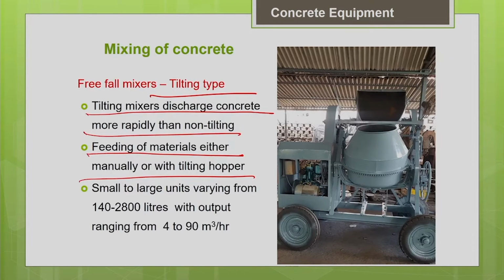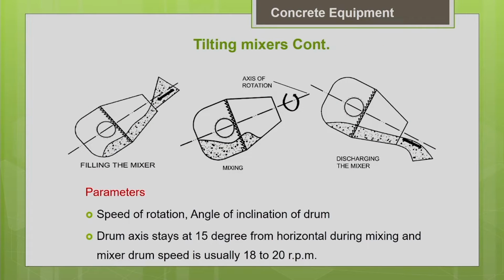Okay, so we have a wide range of drum sizes, varying from 140 liters to 2800 liters. Accordingly, the concrete output will also range from 4 to 90 cubic meters of concrete per hour. So depending upon your requirement, you can choose the size of your drum. This schematic picture shows how the angle of inclination of the drum can be changed from loading position to discharging position. So, by rotating the wheel, you can change the angle of inclination of the drum.